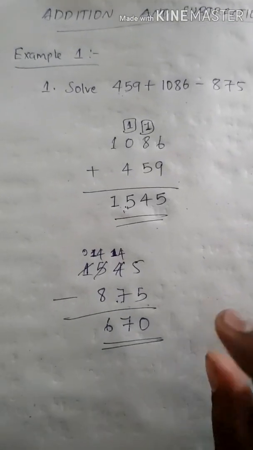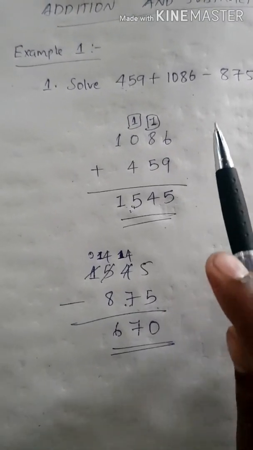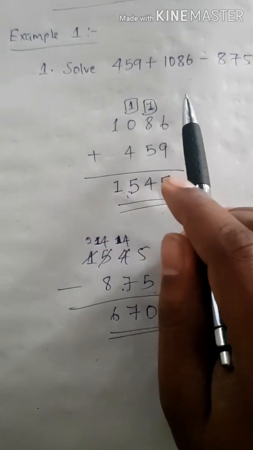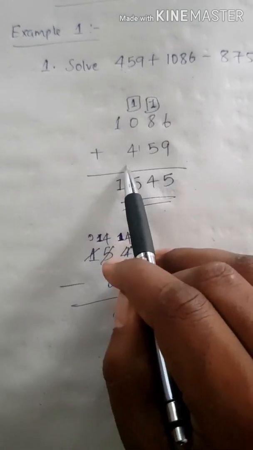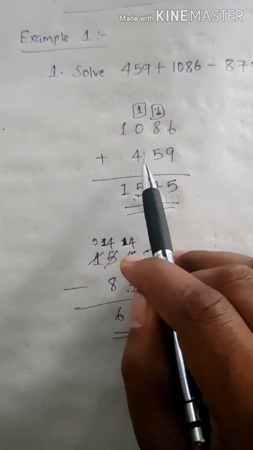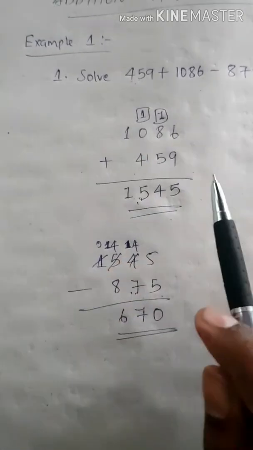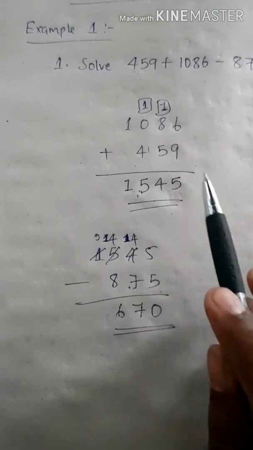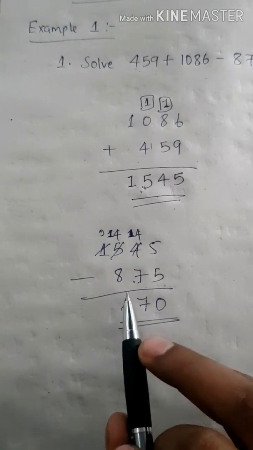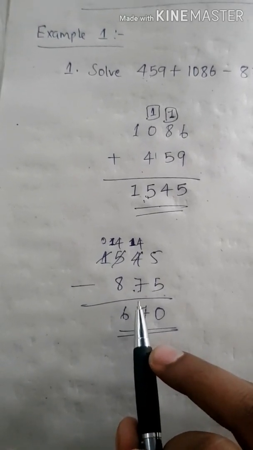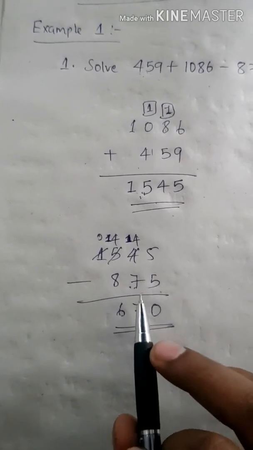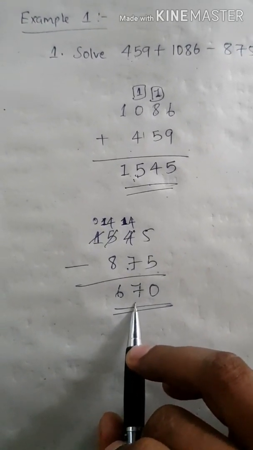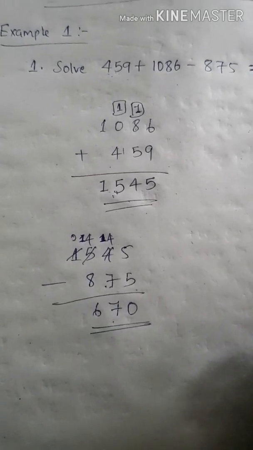And students, always when you get two positive numbers and one negative number, you have to add the positive numbers first, like this. And from the sum of the positive numbers, you have to subtract the number which has the negative sign. Understood? Then you will get the answer. So one more example.